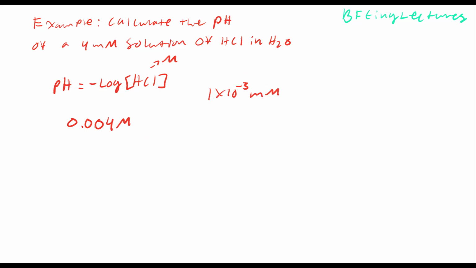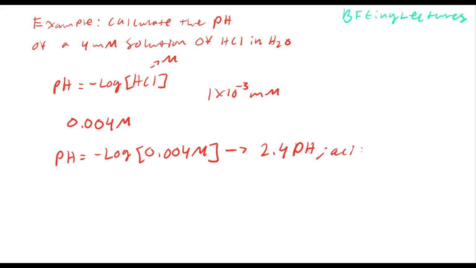So there we go. So now we have that the pH is equal to the negative log of 0.004 molar, okay? And that is equal to what? A pH of 2.4. And is that basic or acidic? Well, it's acidic, okay? Right. So there you go. So that's how you essentially calculate the pH of a very strong acid, all right?